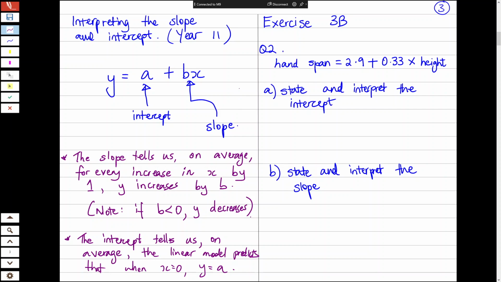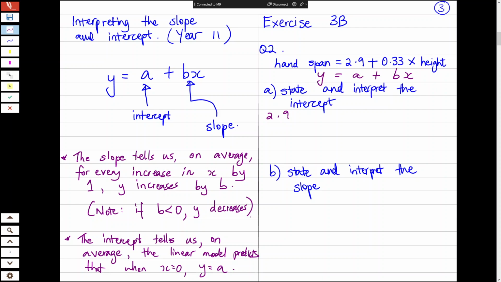Okay, so this is question 2 from the exercise that you're about to do. I'll even help you out here. So if you haven't already memorized y equals a plus bx, now's a good time to do so. Which one's the intercept here? Yes, and can I have a number? 2.9. Okay. All right, so it's 2.9.